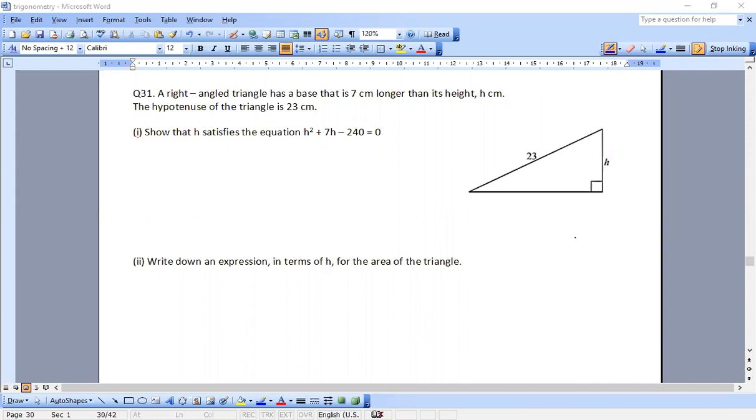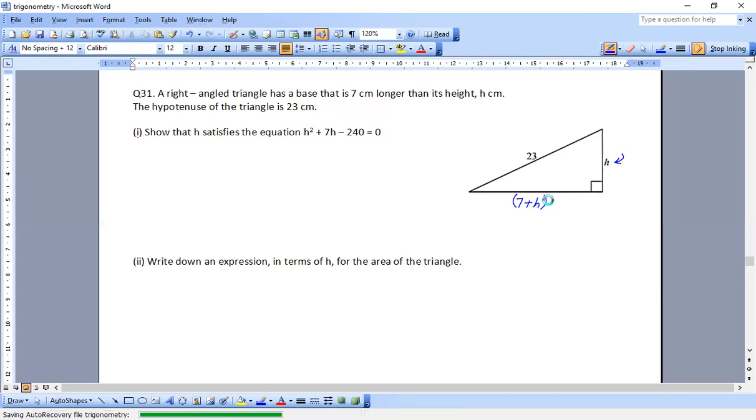First thing, I have a right angle triangle in which they are saying that the base is 7 centimeter longer than its height. When we say 7 centimeter longer, it does not mean 7 times. We are not going to multiply h with 7. If the height is h, as you can see, the base is going to be 7 plus h centimeter.